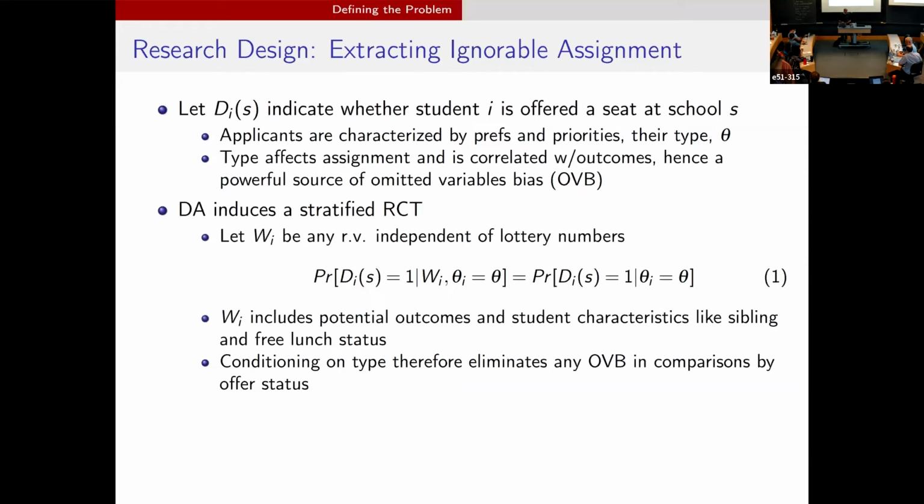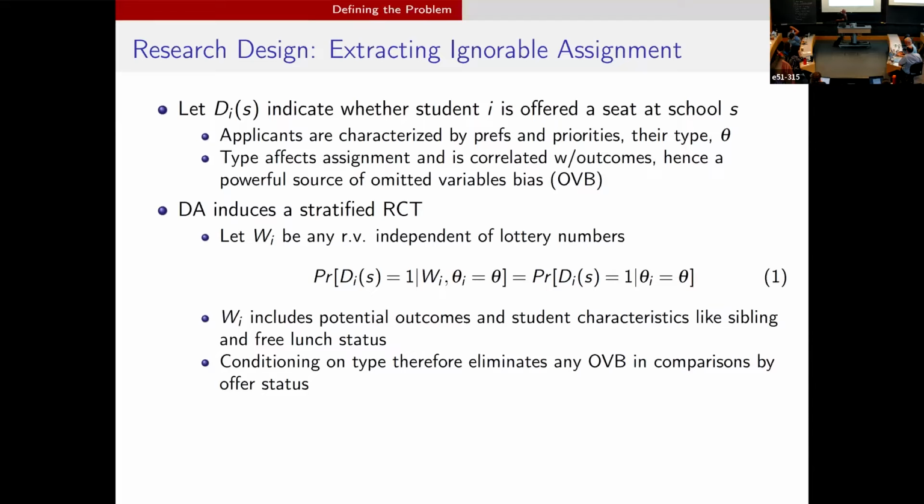Now, what we could do is, as I said just a second ago, because deferred acceptance satisfies this equal treatment of equals property, I could look in my data set and say, let's find everyone who's got the same exact type. I have a stratified randomized trial for those applicants, and I will just look at treatment control contrasts.